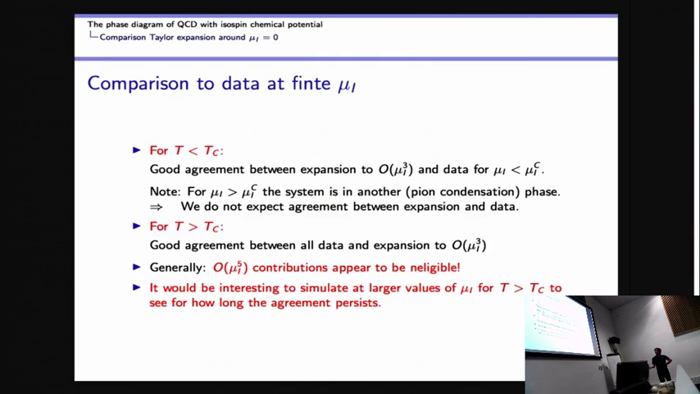All right, so as I said, it would still be interesting to simulate at larger values of μi for T bigger than Tc to really see how long this agreement with the order μi cubed curve persists and when order μi to the power of 5 corrections are setting in.